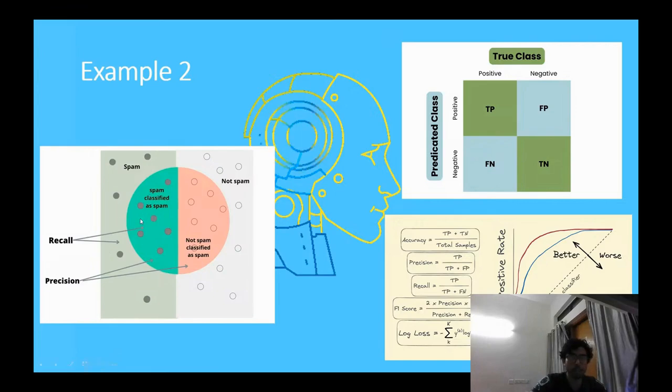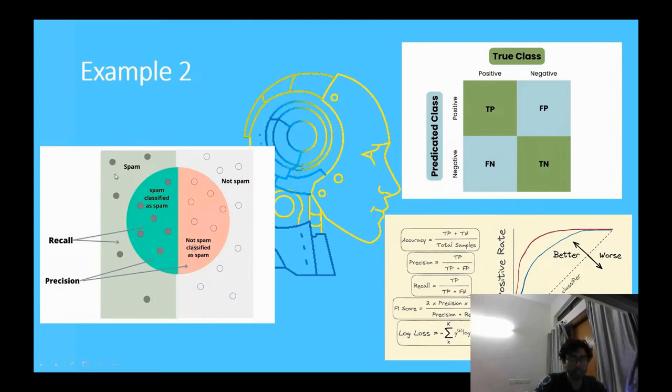So these are called true positives, because they are truly spam, and your model is classifying them as positive. Whereas in this red region, these are called false positives, because they are being positively classified as spam, but they are actually not spam. You see, these are hollow circles, so they are not spam, but they are falsely classified as spam. So they are called false positives, right?